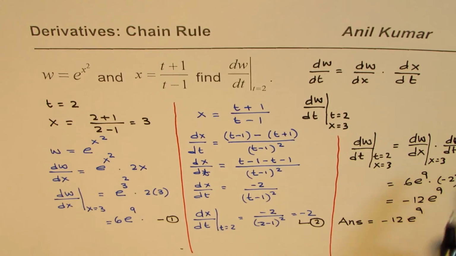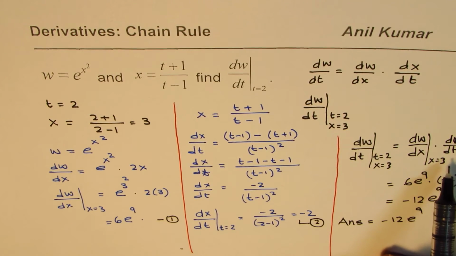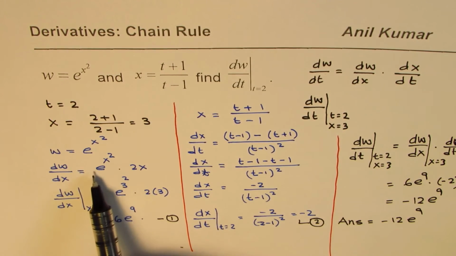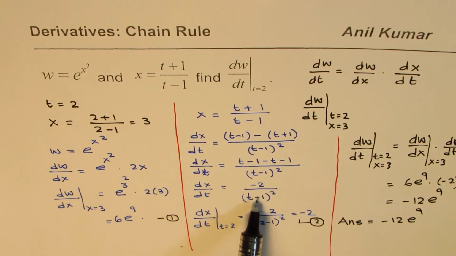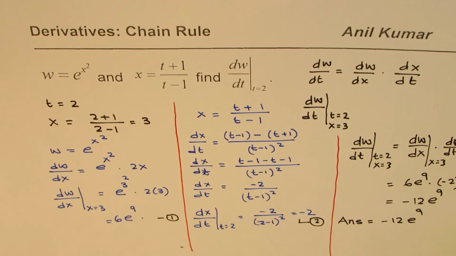Now it is not necessary that you do this; you could do it at the end also. You could have written the expressions we got here, multiplied them, and then substituted the value of t as 2 and x as 3 to get the answer. That is also possible, but I prefer to do it like this since it simplifies at each step and becomes easier to handle. I hope that helps.